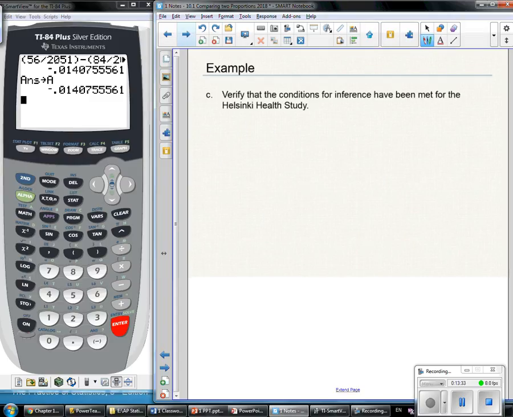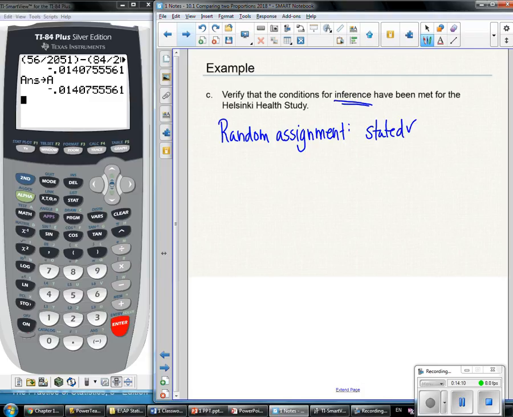Okay, so we're asked to verify that the conditions for inference have been met for the Helsinki health study. Remember, if I'm doing a test of significance, I also have to check that my samples were random. Because this was a controlled experiment, it says in the beginning of the problem that the middle-aged men were randomly assigned to one of two treatments. So it's not really a simple random sample, but I can say random assignment. That's stated in the problem, so I can go ahead and check that off.